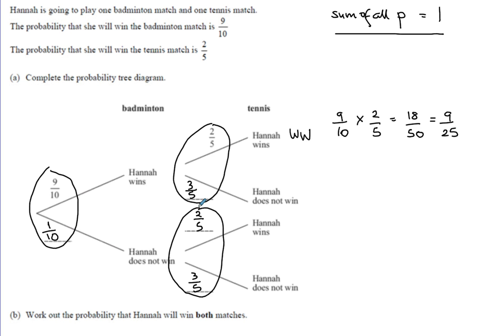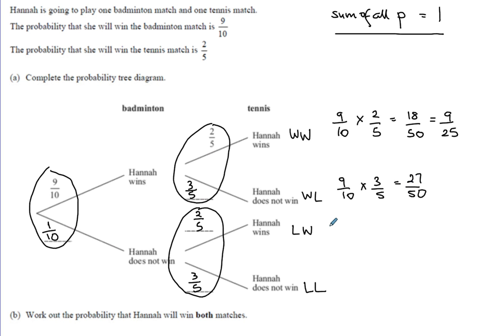While we're here, let's look at the whole picture. So here she would be winning at badminton and, let's say, losing at tennis. Here she would be losing at badminton and winning at tennis. And here she'd be losing both. Okay? Just want to show you. So here you'd be going 9/10 times 3/5, which would be 27 out of 50.